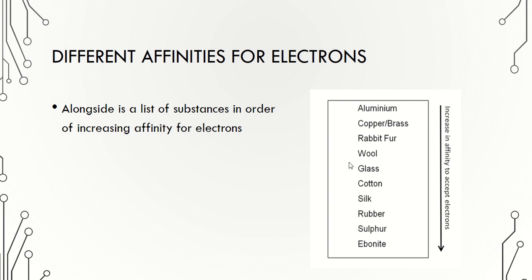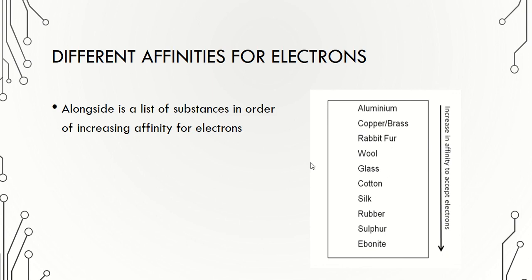So you don't need to remember this table. If you ever get asked a question, it might be, if you were to rub together an aluminium rod and rubber fur, which material will accept electrons. So if you were to rub aluminium and rubber fur, the electrons would transfer from the aluminium to the rubber fur.